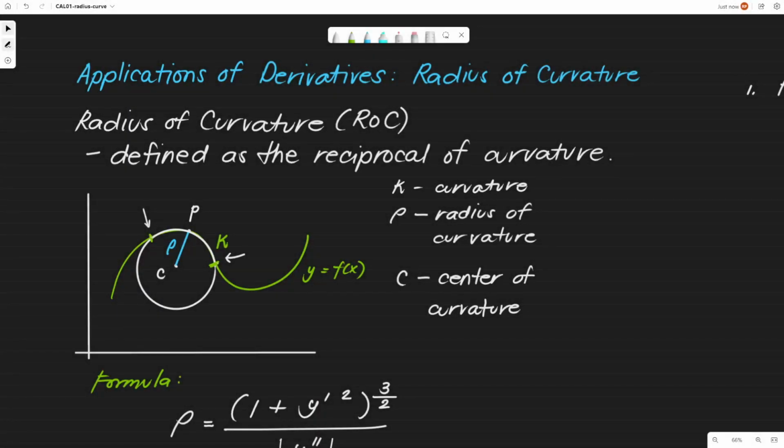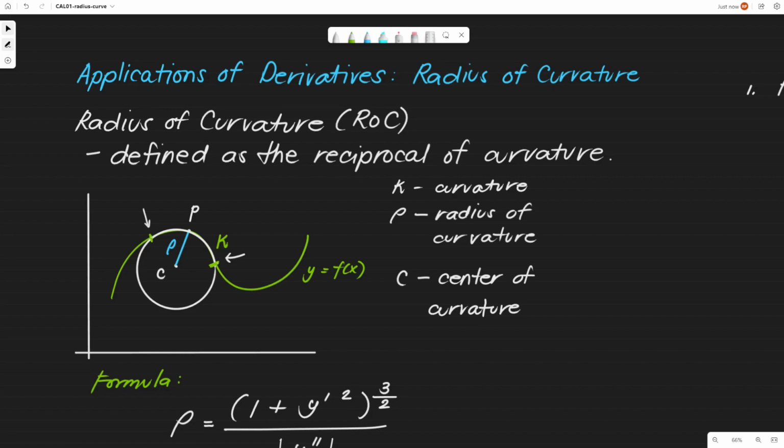Hello friends! So for today we will be discussing another topic for applications of derivatives. This is known as the radius of curvature. The radius of curvature, or the ROC, is defined as the reciprocal of a curvature. But what is a curvature?